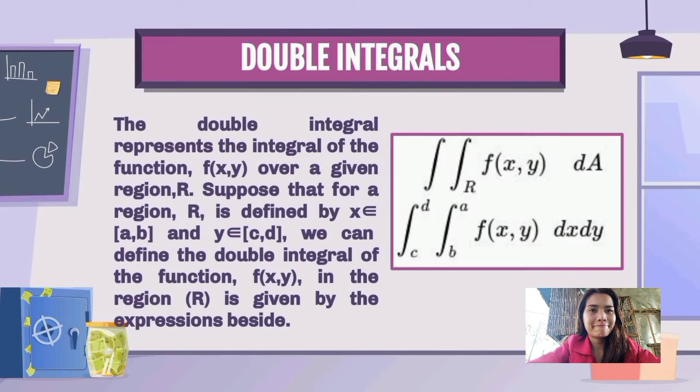So the double integral represents the integral of the function f of x and y over a given region R. Suppose that a region R is defined by x, which includes a and b, and y, which includes c and d. We can define the double integral of the function f of x and y over the region R by the expression beside. Double integration of f of x and y dA. So the double integration, given the values of x and y, dx dy.